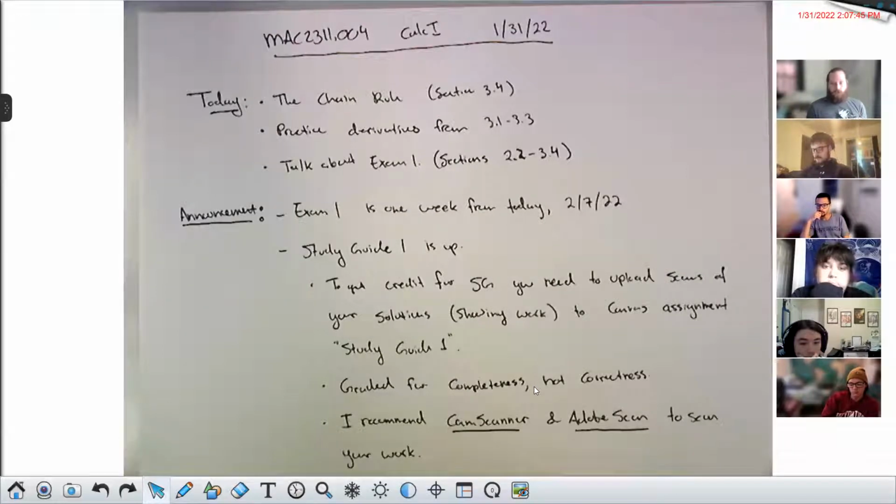So the study guide gives you an opportunity to experiment with these apps and find one that you like prior to the day of the test. Again, if you have a physical scanner, you can use that. That's awesome. If you have an iPhone instead of an Android, the Notes app on the iPhone is actually really good at scanning things.